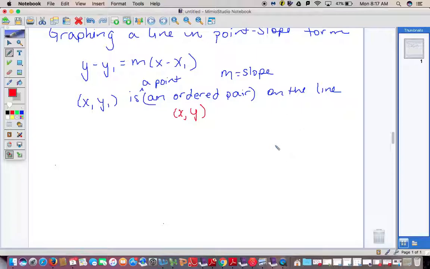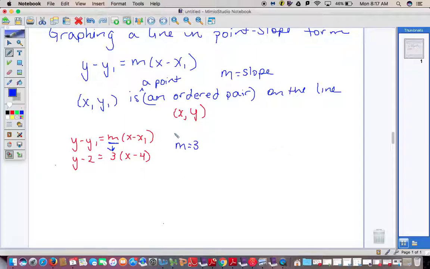So if we are given an equation of a line in point slope form, again, we've got y minus y1 equals m times x minus x1. And say we were given the equation of y minus 2 equals 3 times x minus 4. Our first step would be to identify what the slope is, and then we need to identify what the point is. Our slope is the easiest. Our slope is m, and so our slope simply is equal to 3 in the equation. So we know that our slope equals 3.